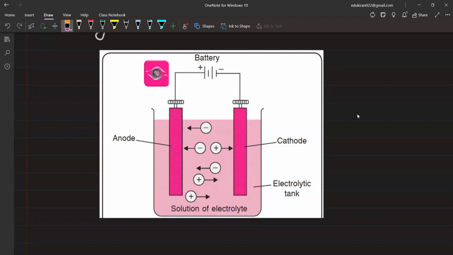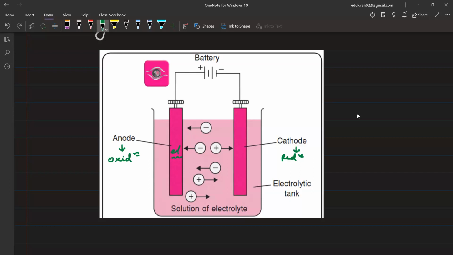Now, regarding anode and cathode, they are still the same. Anode is where oxidation happens, and cathode is where reduction happens. Now the anion will move towards the positive side and it will get converted into its elemental form. What will it convert into? Its elemental form.